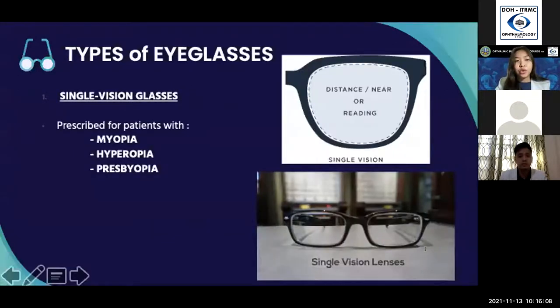So for single vision glasses, these glasses are prescribed for children or adults who have trouble seeing faraway objects, a condition known as myopia, or for people who have a condition called hyperopia, meaning they have trouble seeing close objects. And these lenses also take the form of reading glasses for people who have good distance vision but experience a loss of near vision with age, known as presbyopia. The so-called readers or reading glasses can be purchased over the counter at drugstores, bookstores, and other retail shops.